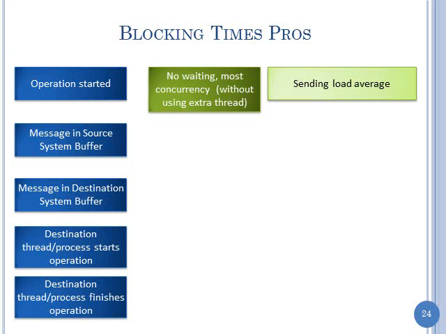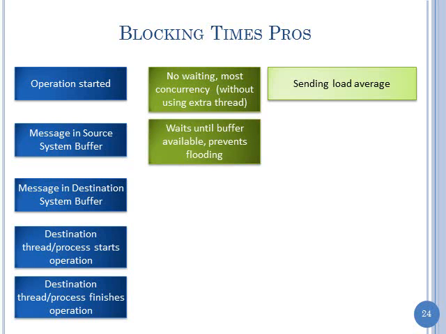Okay. Message in source system buffer. Do you know of any system that blocks until the message is in the source buffer? NIO is basically operation started, you don't block at all. What other mechanisms do you know? Wouldn't sockets do that? Sockets, pipes. In sockets and pipes, if the buffer gets full, you just block. Okay, we saw that. It waits until a buffer is available and prevents flooding as a result. The nice thing is that you don't just flood the system with a lot of messages.